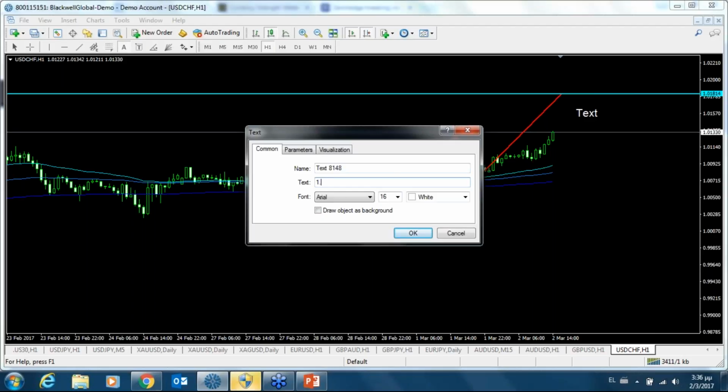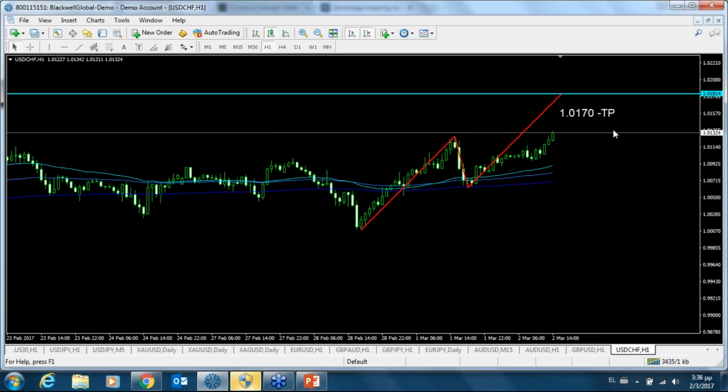So 1.0170 would be your ideal take profit area. Okay, this is based on the principles of psychological numbers. You can tweak it as much as you want, whether it's 10 pips before the psychological number, under the 80, or 5 pips on the 80. That's entirely up to you. For me personally, I prefer 10 pips below. So that would be an example of an ideal take profit area based on psychological numbers.